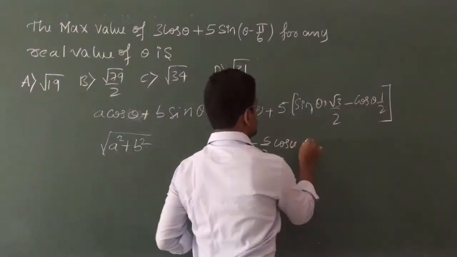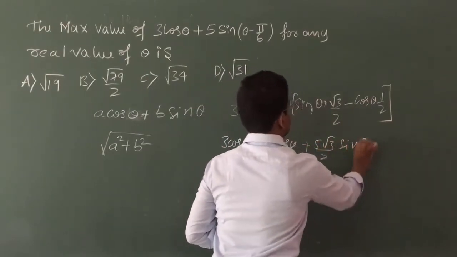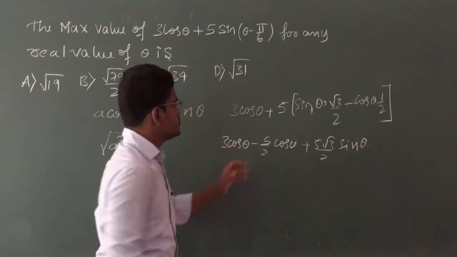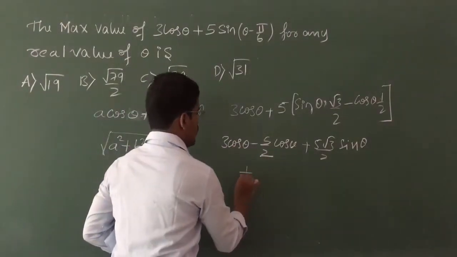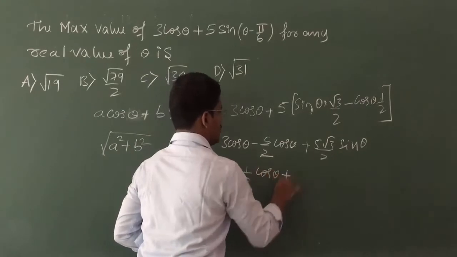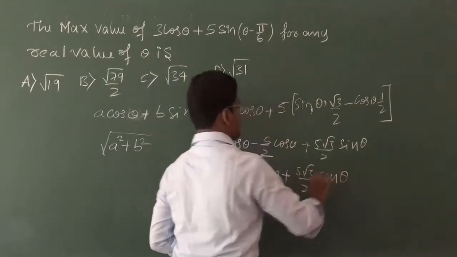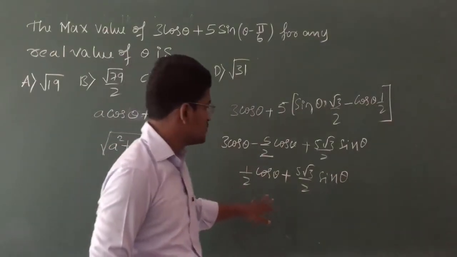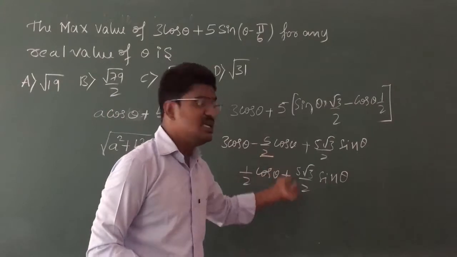If I multiply this, it will be plus 5 root 3 by 2 sin theta. Clear? So here if you simplify these two terms, it will be 1 by 2 cos theta plus 5 root 3 by 2 sin theta. It is in the form of a cos theta plus b sin theta.